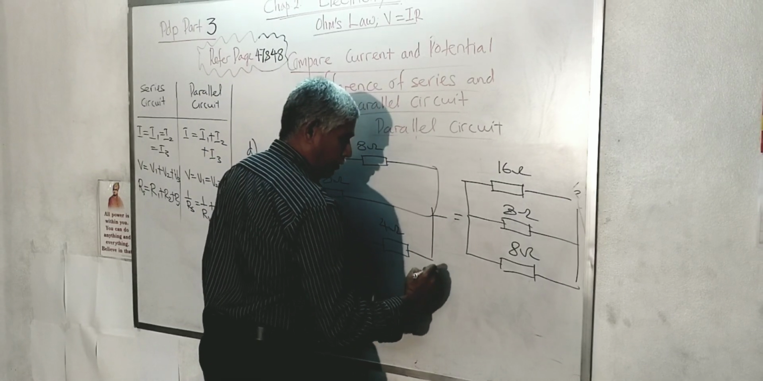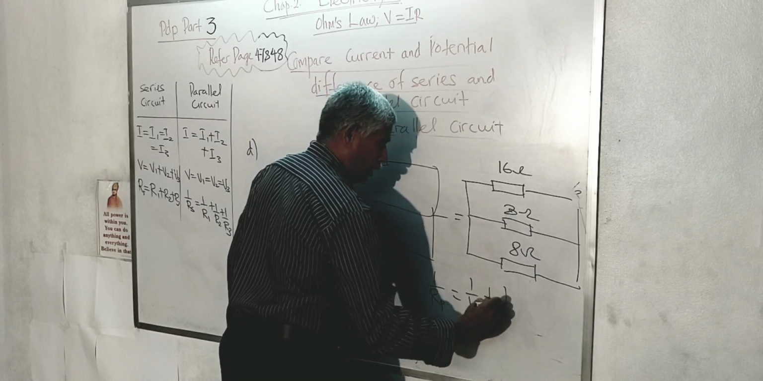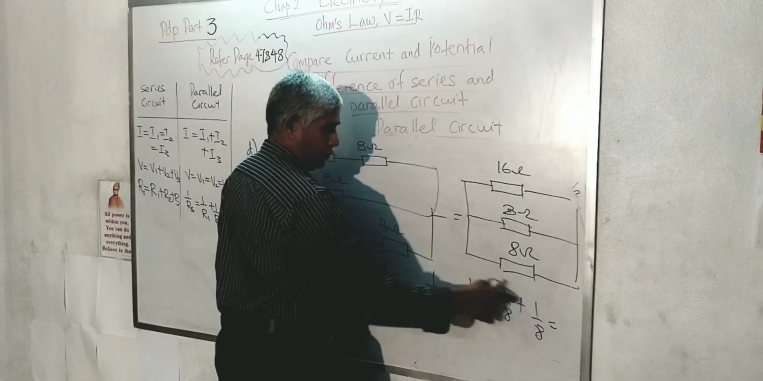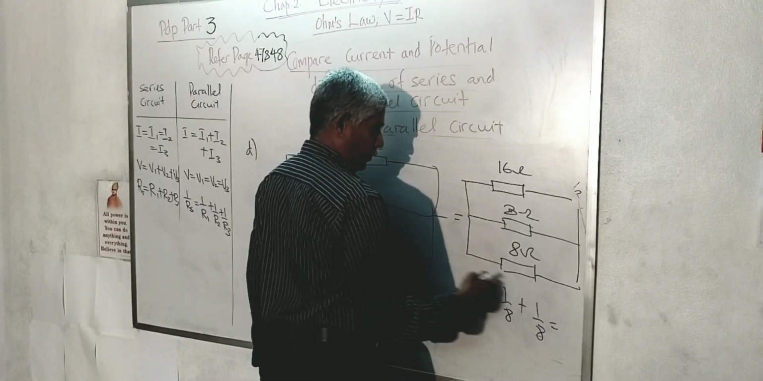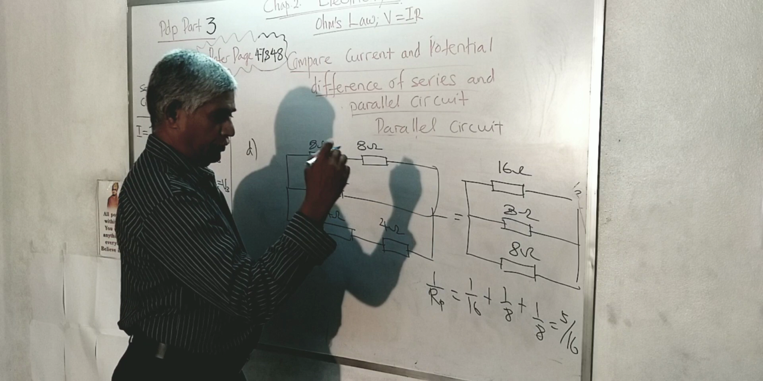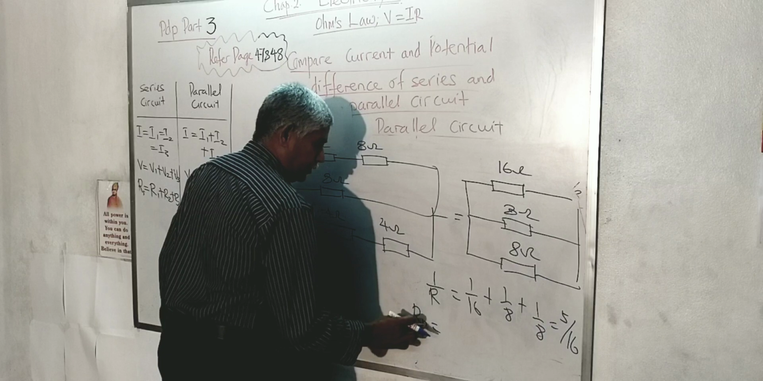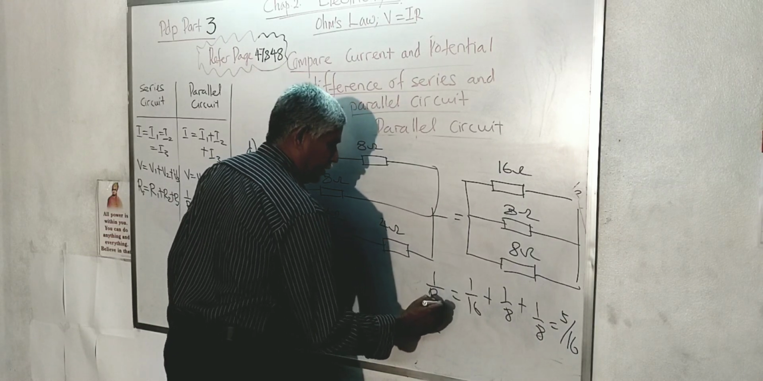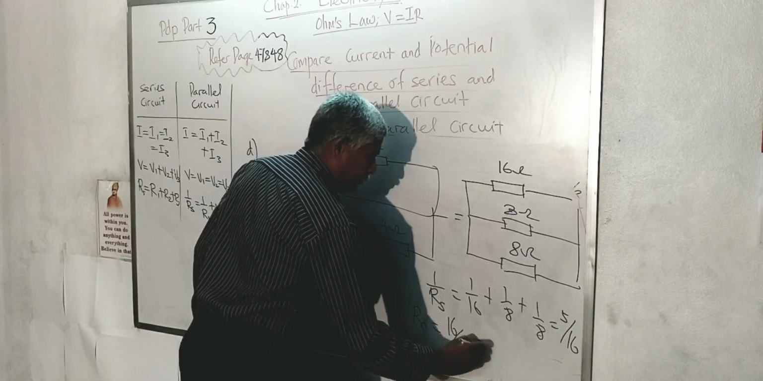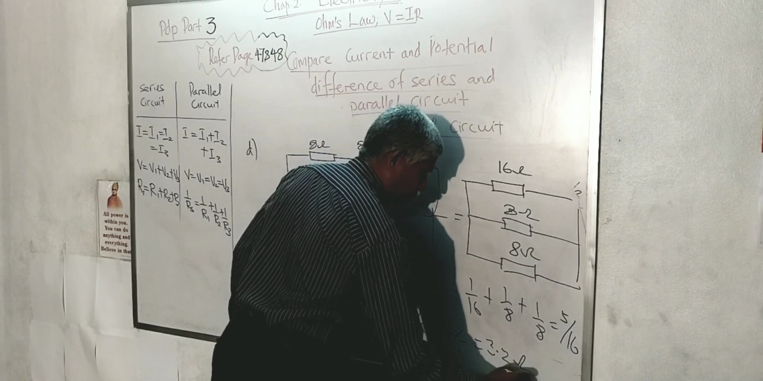So therefore, now the solution for the parallel circuit is 1 over 16 plus 1 over 8 plus 1 over 8, which gives 1 plus 2 plus 2, that is 5 over 16. Okay, so therefore the effective resistance, we write it as RS, is 16 over 5, which gives 3.2 ohm.